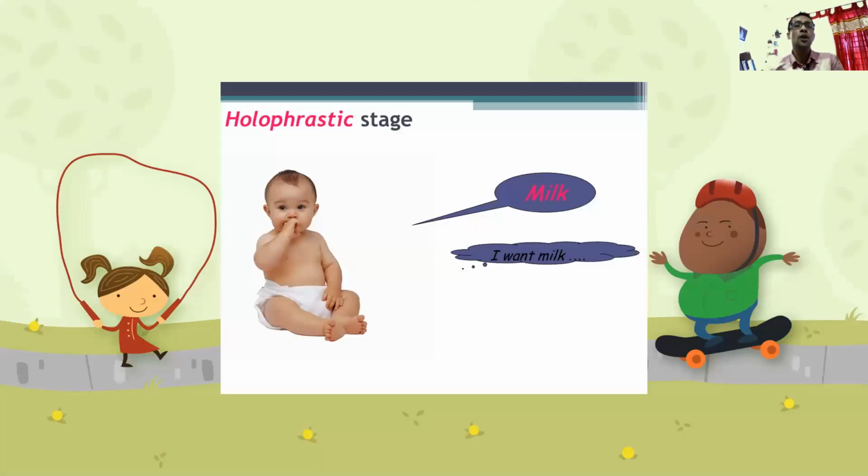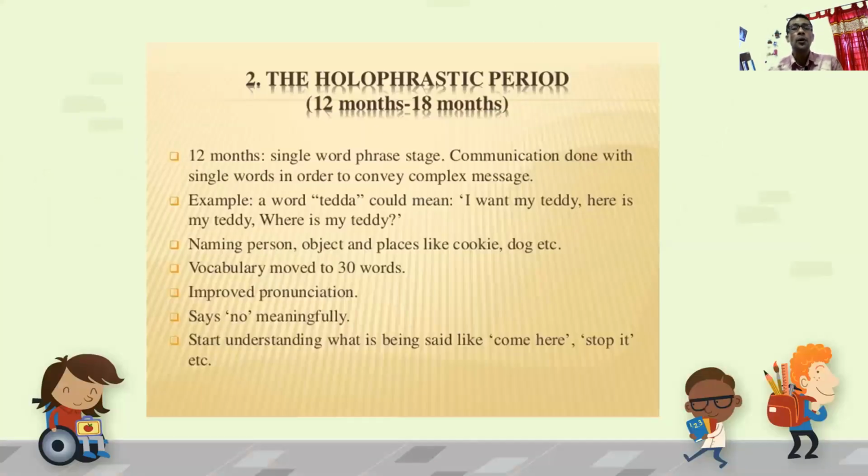Okay, now the next one is the holophrastic stage, which is called the one-word stage. At this stage the child starts pronouncing one-word sentences. Look at that example, milk. It means she or he wants milk. Next slide. Okay, the holophrastic period, 12 months to 1 year and a half. 12 months, single word phrase stage, communication done with single words in order to convey simple messages. Example, a word teda could mean I want my teddy, because a baby cannot pronounce the word teddy, so she or he pronounces teda.